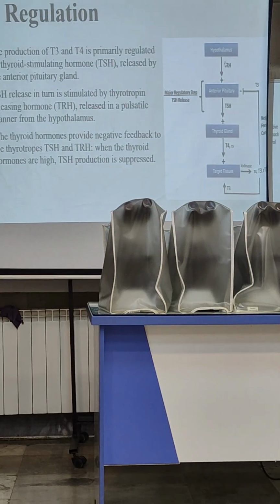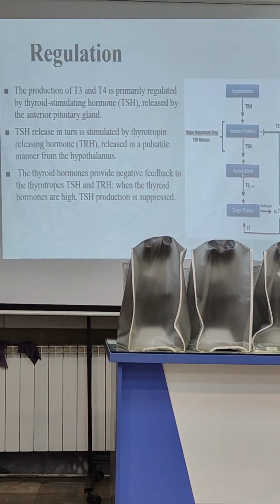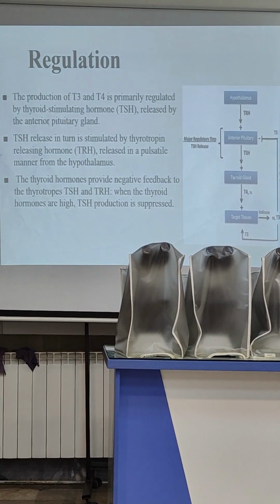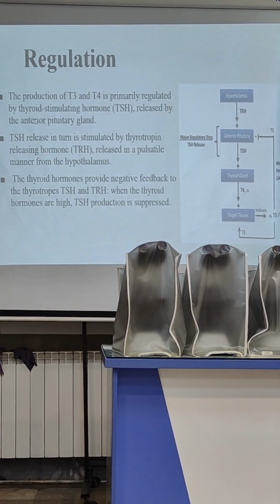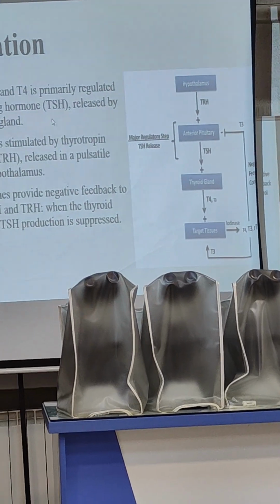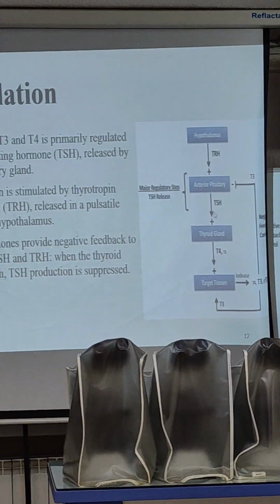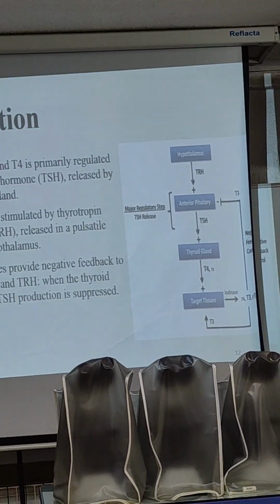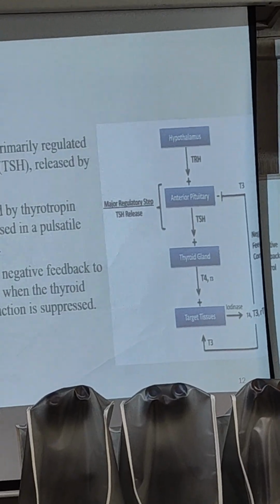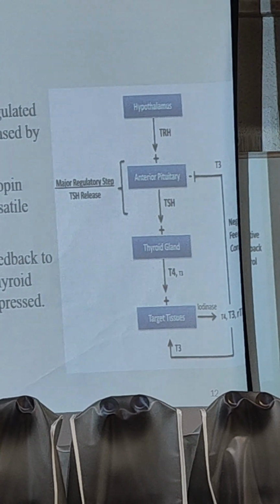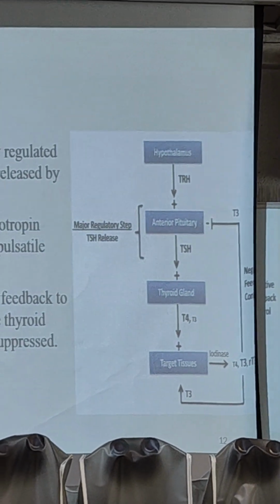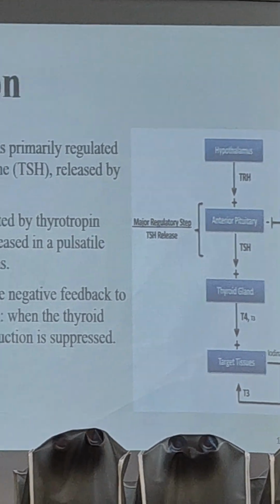Another regulation: as you can see here, we have three organs that are related together. We have the hypothalamus, the anterior pituitary gland, and the thyroid gland. The production of thyroid hormone is primarily regulated by TSH. So I want to mention a point. If you want to evaluate thyroid function, instead of T4 and T3, it's better to order the measurement of TSH.